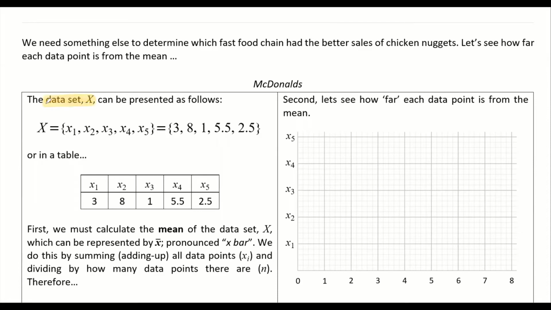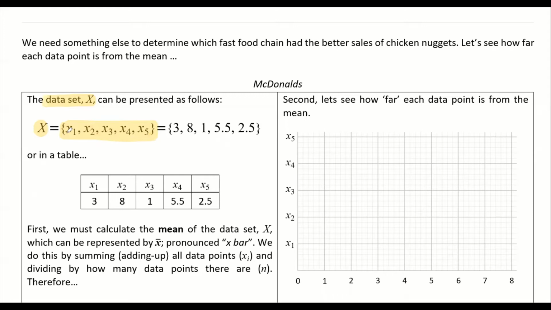Now, when we're talking about a set in maths, a set is a collection of objects. Most usually it's numbers, a collection of numbers. And we use a capital letter to denote the name of the set. So this is the data set here. And then when we write the data set, we put them in brackets and we just list all the data points in the set separated by commas. So in an abstract way, we can call the data sets X1, X2, X3, X4, and X5, meaning that there's 5 points in the set.